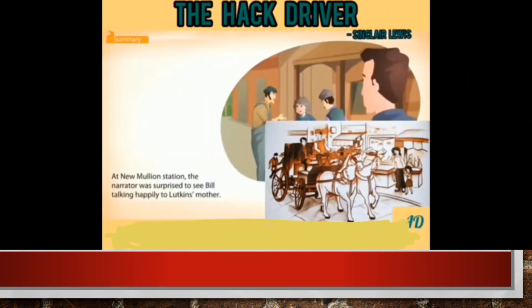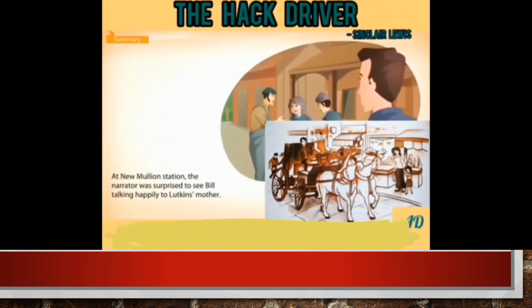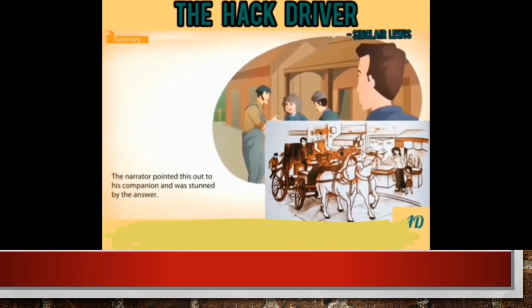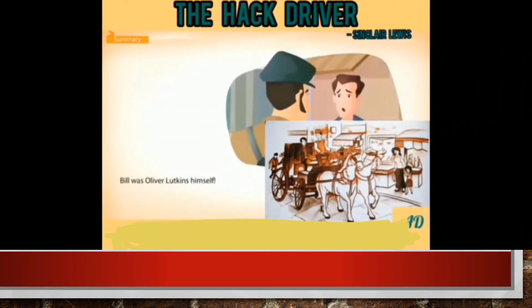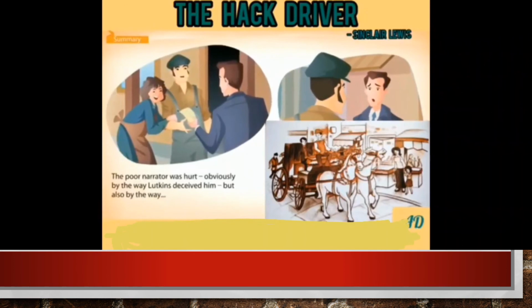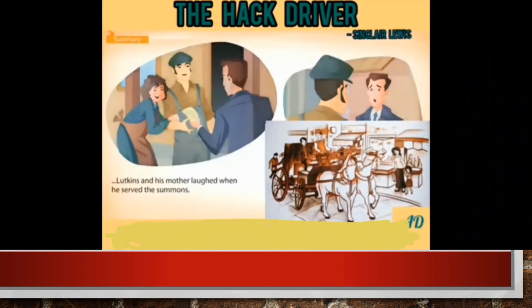At New Mullion station, the narrator was surprised to see Bill talking happily to Lutkins's mother. The narrator pointed this out to his companion and was stunned by the answer. Bill was Oliver Lutkins himself. The poor narrator was hurt, obviously by the way Lutkins deceived him, but also by the way Lutkins and his mother laughed when he served the summons.